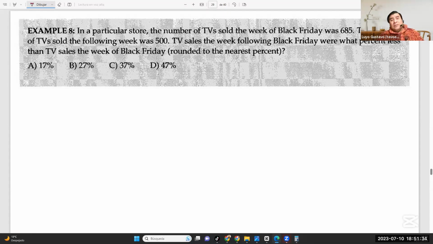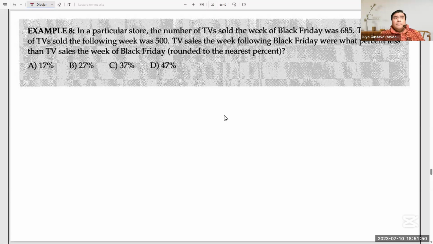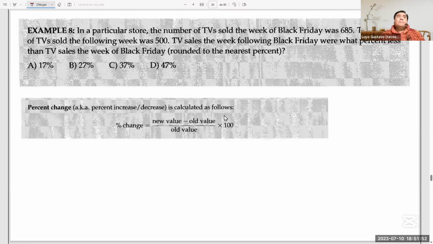When they ask you the percent change between two quantities, because it says we need to find what percent less, what the difference in percent between the two quantities of TVs, you can always try this formula. To calculate the percent change of two quantities, that is a percent increase or percent decrease between two quantities, for example, A and B, okay?